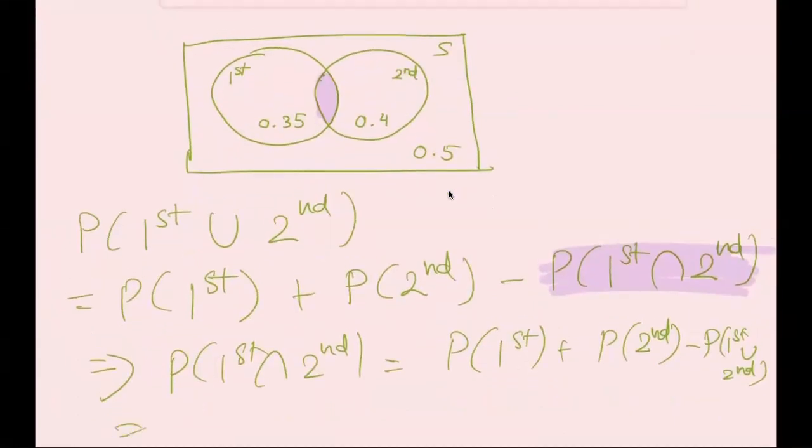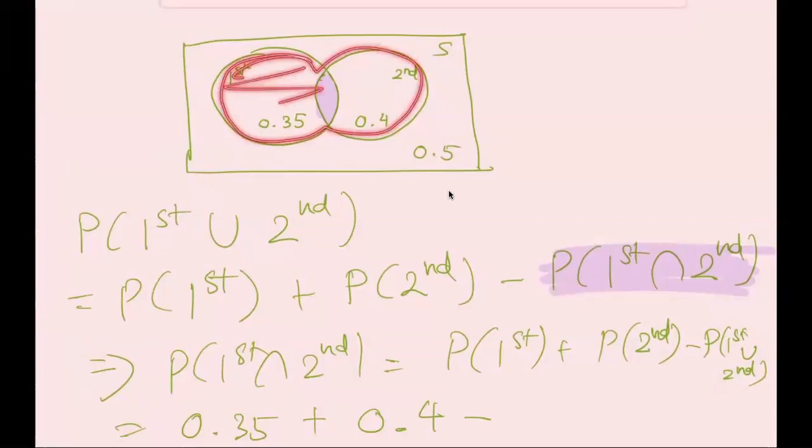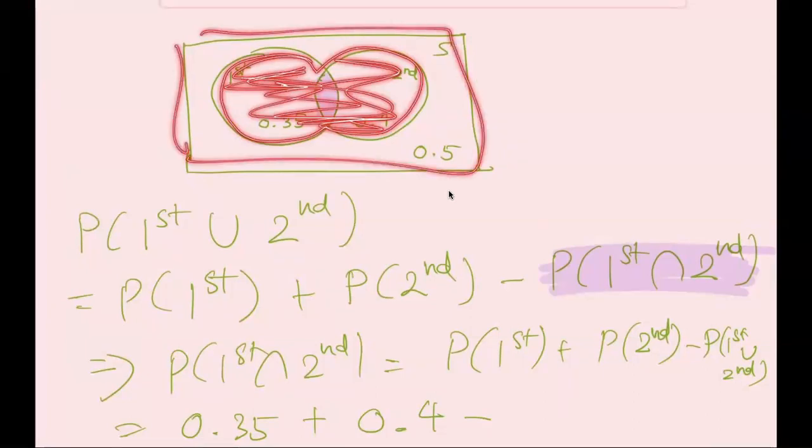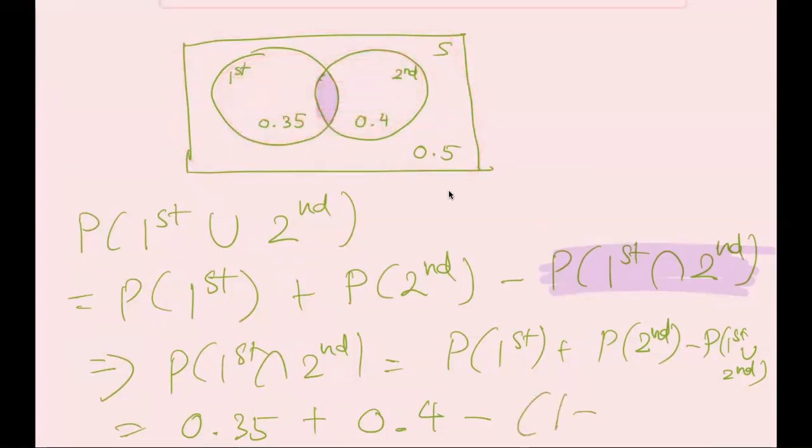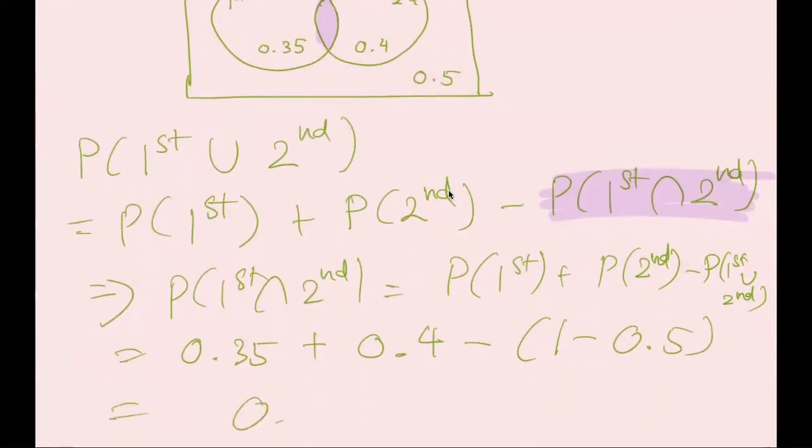So probability of this circle is 0.35. Probability of this circle is 0.4. And then probability of the union is this part, right? And I can find this area by taking the whole rectangle, which is 1, and subtracting everything outside the 2 circles, which is 0.5. So I would have 0.75 minus 0.5, which gives me 0.25.